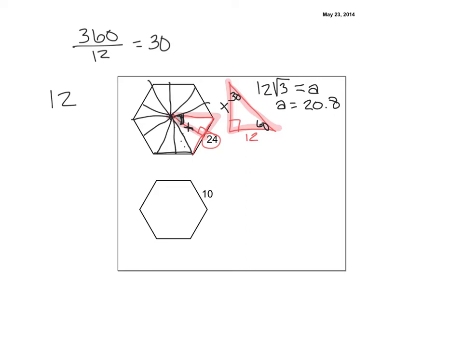Now, what we're actually trying to do is find the area of this polygon. So to do that, we're going to take the apothem. So I'm going to do my area of my base. All right, keep that notation consistent. So I have 20.8 times my perimeter. So I have 24 times 6 sides, which will give me 144. Okay.